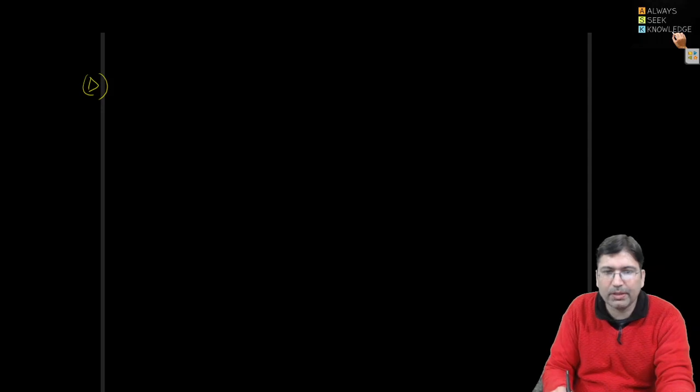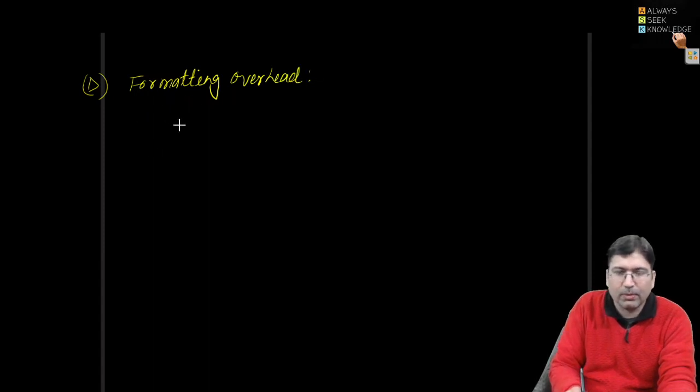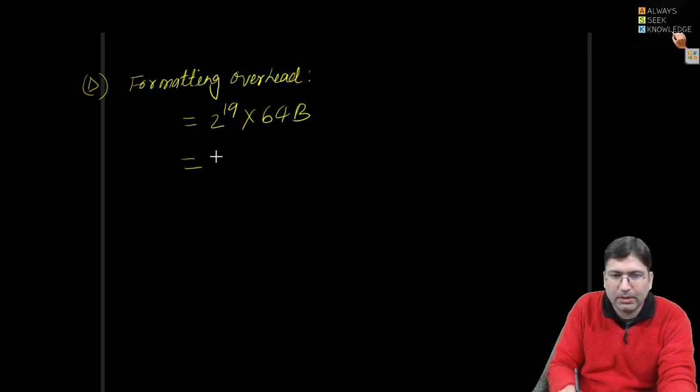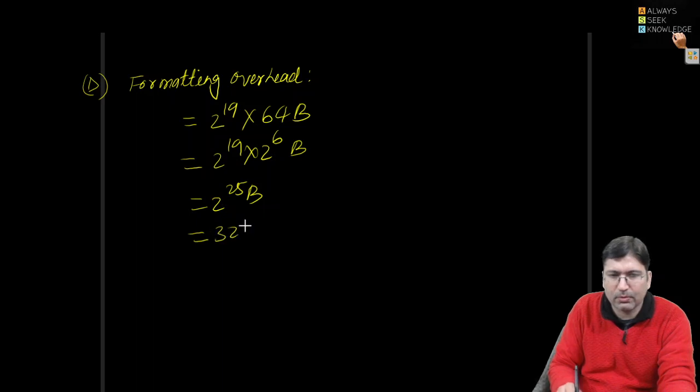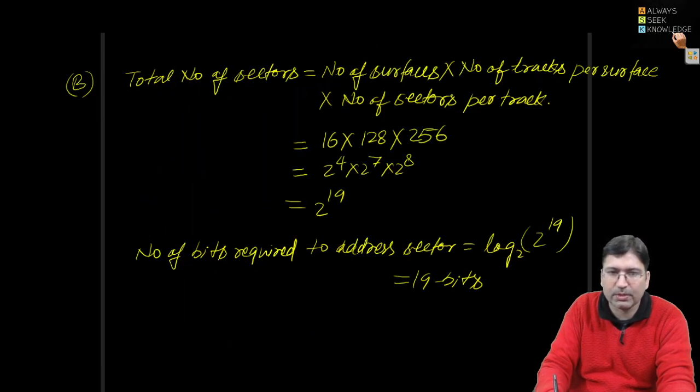In the D part, we need to calculate the formatting overhead. Formatting overhead is total number of sectors times overhead per sector. Total number of sectors is 2 to the power 19 and overhead per sector is 64 bytes, it is given, right? So you can convert it: 2 to the power 19 into 2 to the power 6 bytes is 2 to the power 25 bytes. 2 to the power 25 means 32 MB. So 32 MB is the overhead in this situation. This space cannot be utilized by the user. The rest of the space can be utilized.